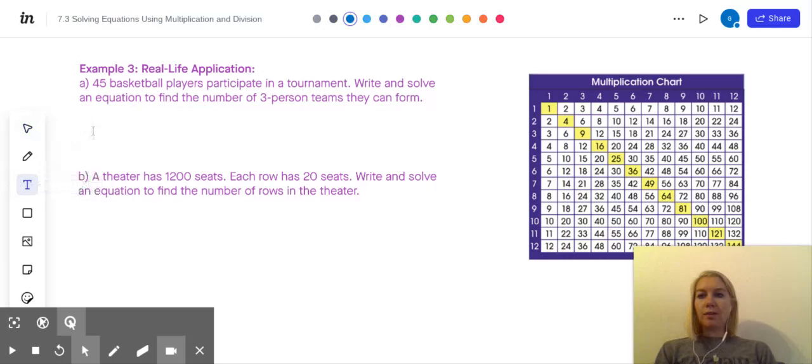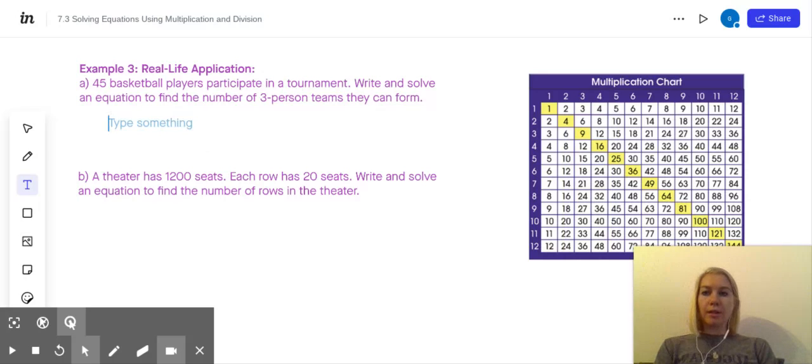Okay, so let's start with what we know. There's a total of 45 basketball players, so in our equation, it's going to say 45 equals. And then we need to find an equation to solve the number of 3-person teams. Each team has 3 people, but we don't know how many teams. So that's going to be 3 times the number of teams equals 45. So our equation is 45 equals 3t. Now let's solve for t.